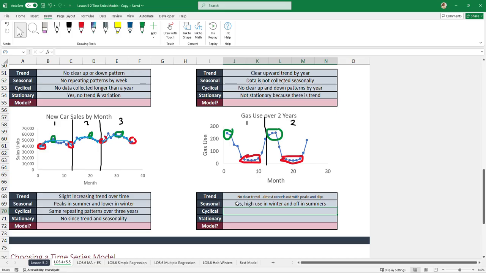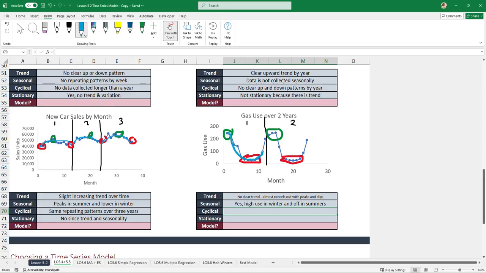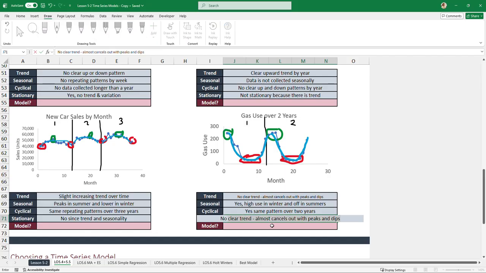For cyclical variation over the 2 years, do we see the same pattern? Again, this would be a yes. It has that U shape, but it's in the opposite pattern of the car sales. It's like a smiley face U, that we have the highs in the winters and lows in the summers. And this one is not stationary because we have both types of variation.